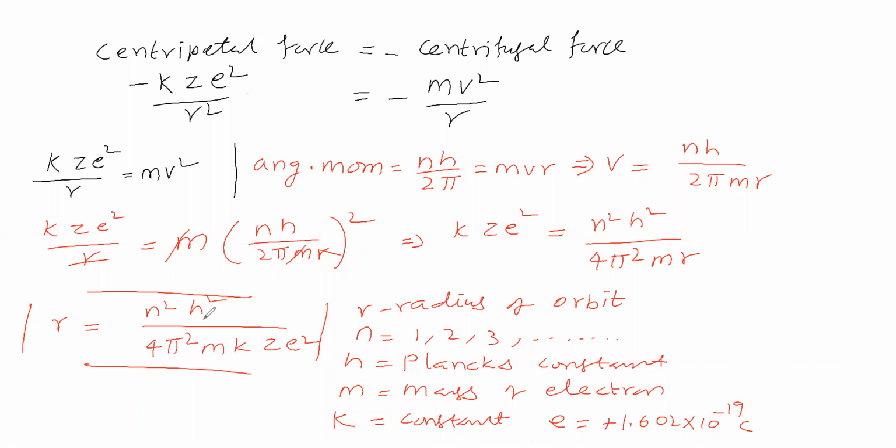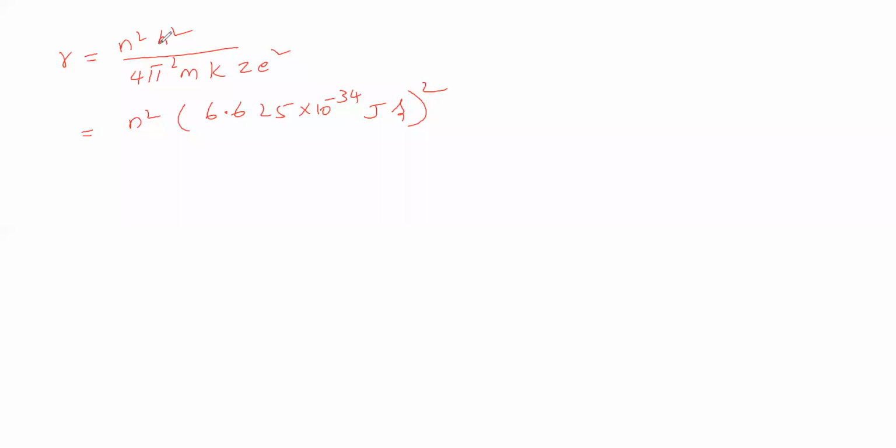Now let us substitute all the values for the radius of orbit. The radius of orbit is equal to n square h square by 4 pi square m k z e square. N is 1 for the first orbit, 2 for the second orbit, and so on, so n square stays as it is. H is 6.625 into 10 to the power of minus 34 joule second, which is Planck's constant. For pi we substitute 3.14.